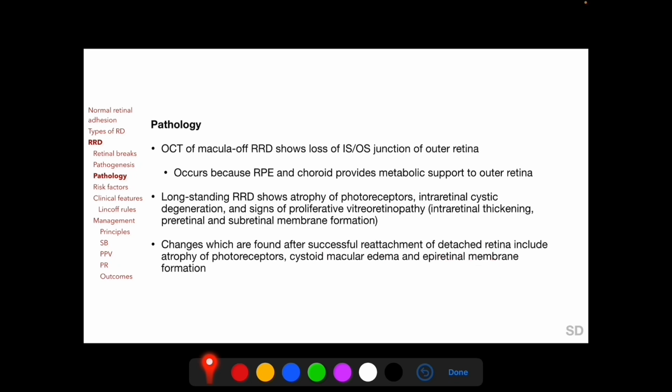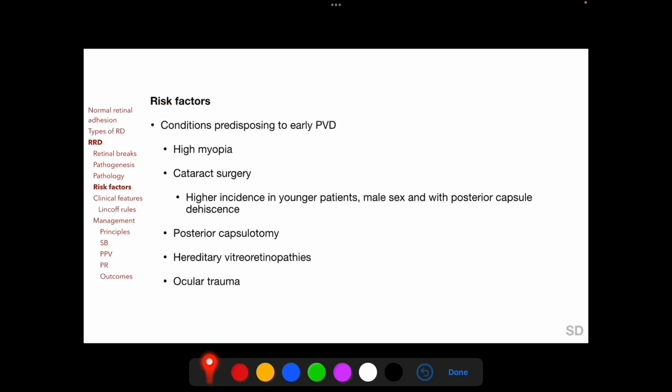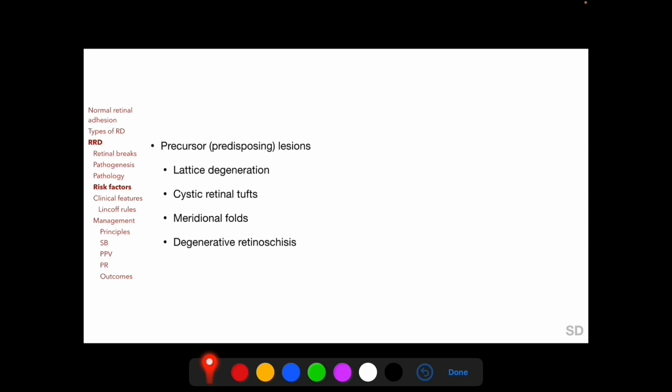and epiretinal membrane formation. Risk factors promoting RRD include conditions predisposing to early PVD such as high myopia, cataract surgery, posterior capsulotomy, hereditary vitreoretinopathy such as Stickler syndrome, and ocular trauma. Post-cataract surgery RRD has a higher incidence in younger patients, male sex, and with posterior capsular dehiscence during cataract surgery. Other risk factors for RRD include precursor lesions such as lattice degeneration, cystic retinal tufts, meridional folds, and degenerative retinoschisis, which we have discussed in the previous session.